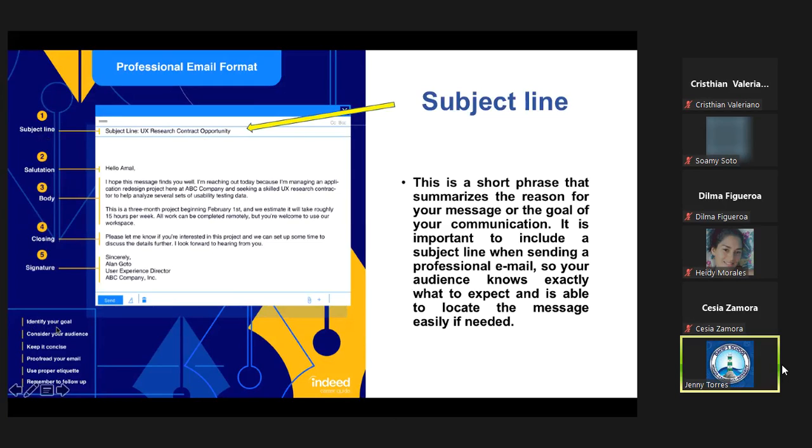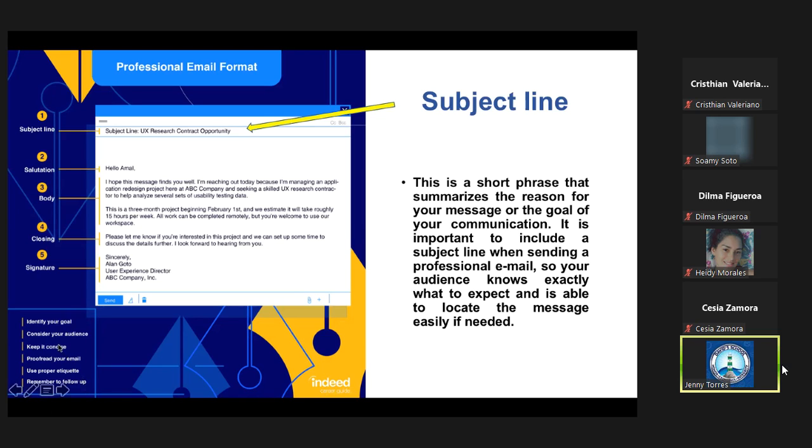So now over here, you have some information that you have to take into consideration when you are writing an email. And the first one is identify your goal. That is, what is the purpose? Why are you writing? What is your objective with writing this? Okay. Now over here, you have to consider your audience. When you write, you have to know who is going to receive your email. So that's going to be your audience. Who's going to read your email? Who's going to receive your email?